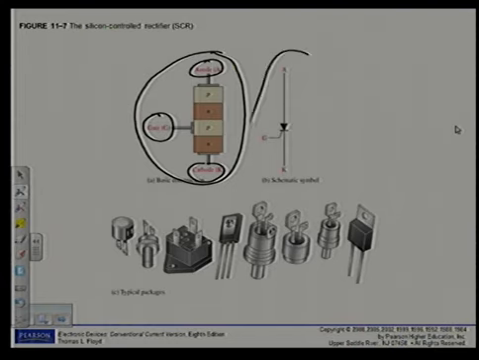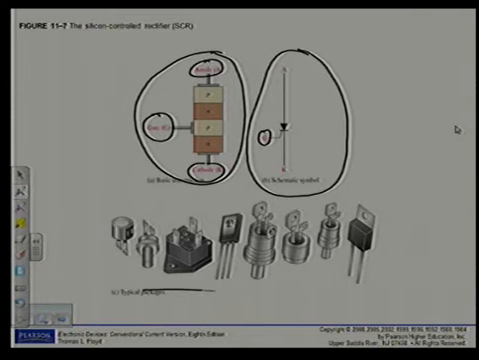Of course, you also have to know the schematic symbol. You'll see it's similar to a normal rectifier diode, only that there's a gate terminal added to the schematic as well. And here at the bottom, I can see there are some typical packages of what an SCR would look like physically when you go and buy it.